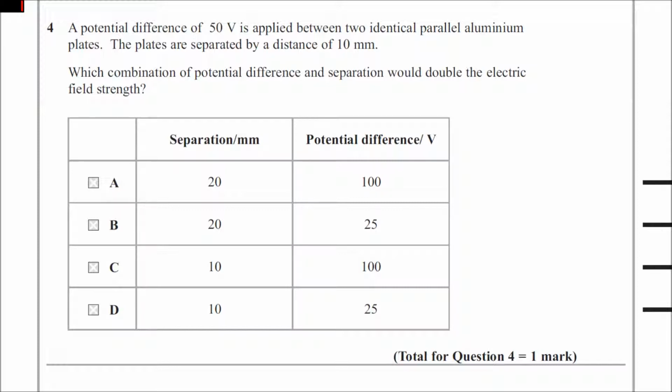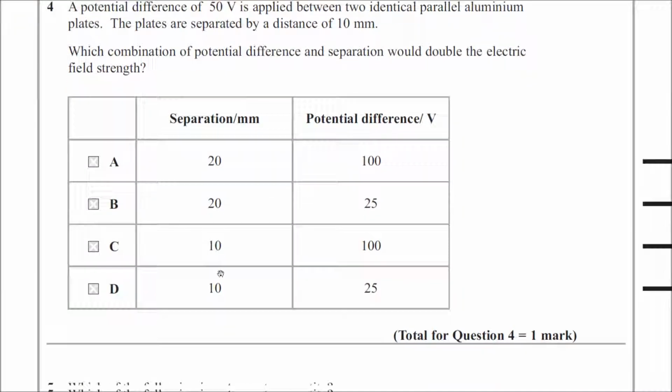The way I remember that is that I know that one of the units for electric field strength is the volt per meter, and that lets me remember that. So if I want the electric field strength to double, then V over d needs to be double its original value. I'm just looking at them. It's going to be C, isn't it? Because the voltage doubles, but the distance remains constant. So therefore V divided by d will double as well.